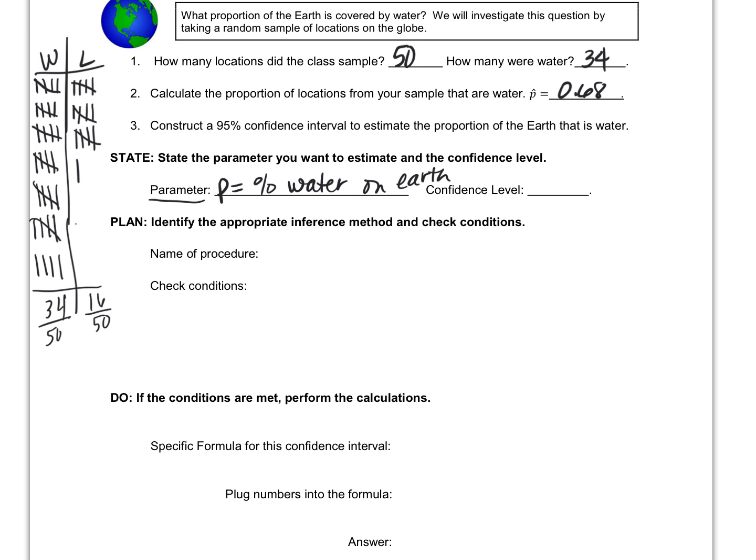All right, we can't logistically do all the water on all the earth, so we take samples, right? Yes. And at what level of confidence do we want to be? I'm pretty confident. 95% confidence. Okay. So, name of the procedure. The procedure we're using is a 1 proportion z interval.